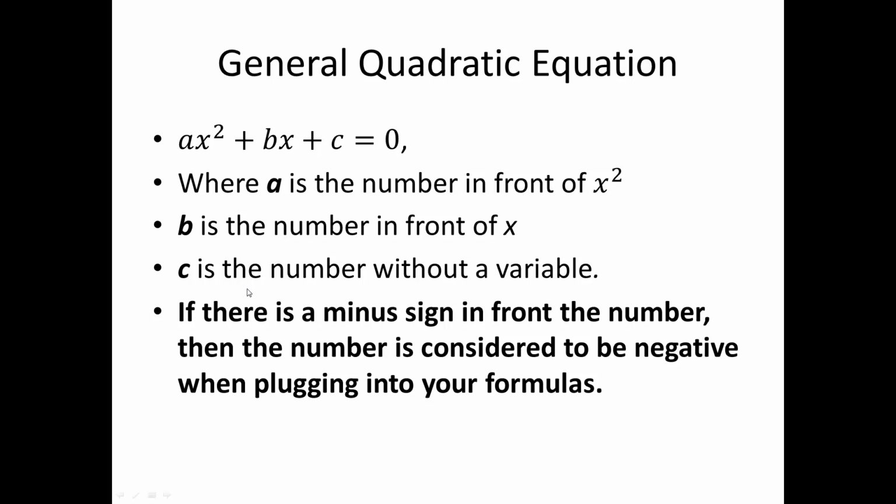We must also remember if there's a minus sign in front of any one of the numbers, then that number is considered to be negative when we're plugging it into our formulas. So again, a is the number in front of x squared, b is the number in front of x, and c is the number out here by itself that doesn't have a variable with it.